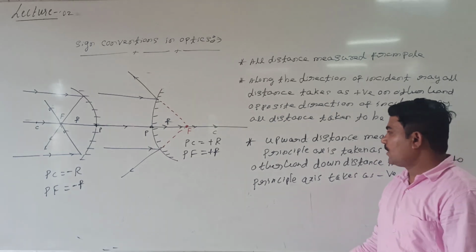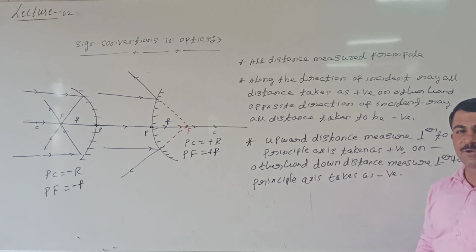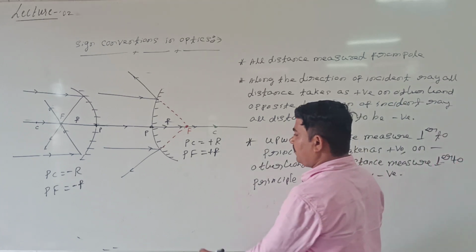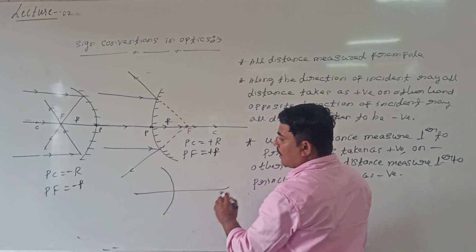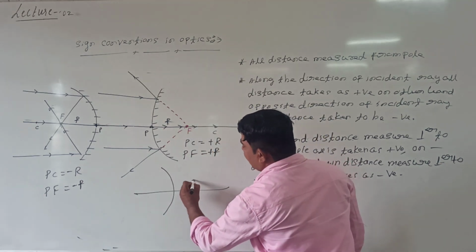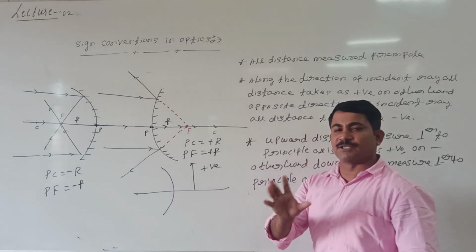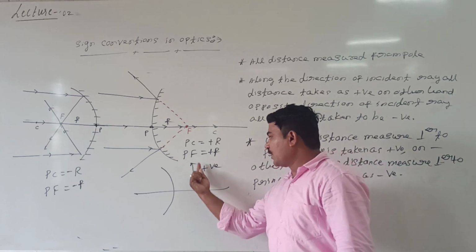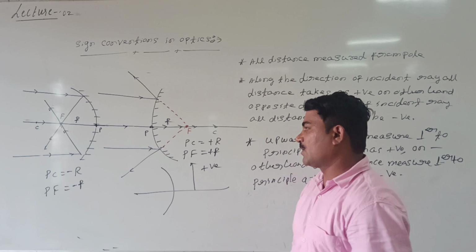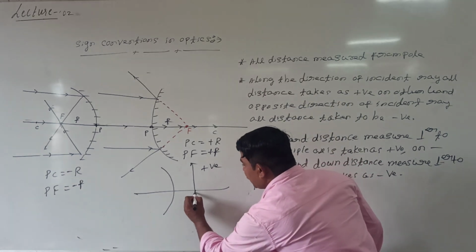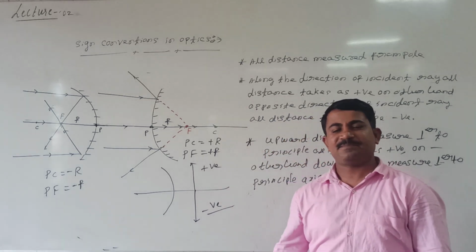What is it? Upward distance measured perpendicular to the principal axis is taken to be positive. How is it? Shall I take the mirror again? I can take this as the mirror and this as the principal axis. Whatever distance you measure, the upward distance measured perpendicular to the principal axis is taken to be positive. On the other hand, the downward distance measured perpendicular to the principal axis is taken to be negative.